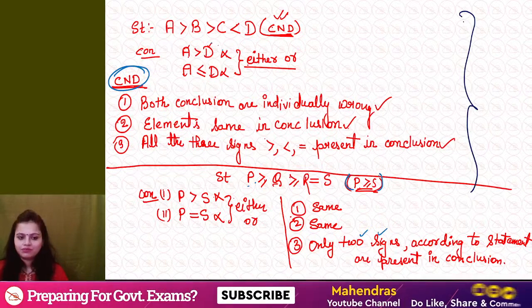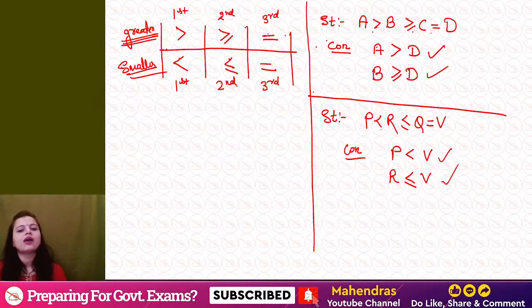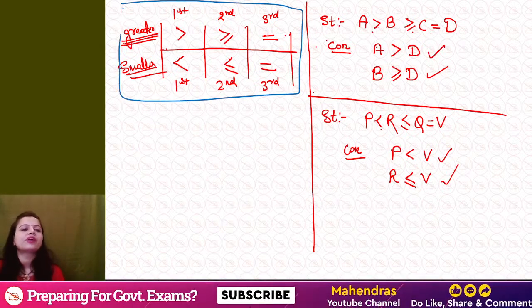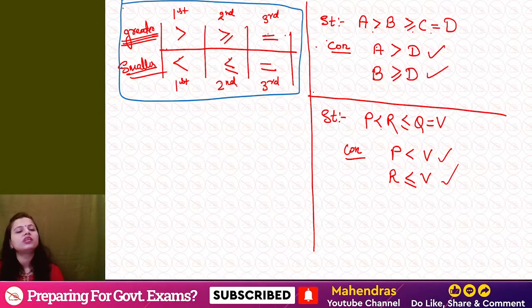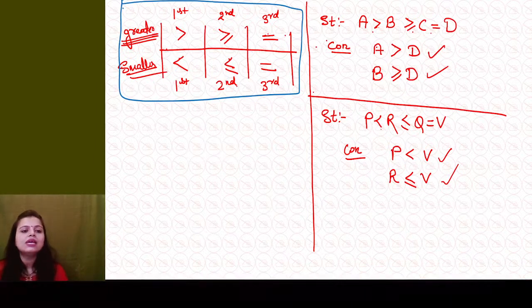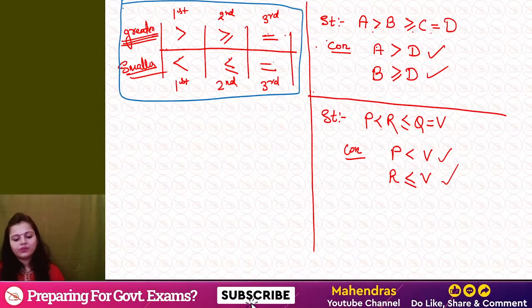So these are the rules, and previously I explained to you the preference rule. In the greater family, greater will get the preference, greater equal second preference and equal third preference. In the smaller family, less, less equal and equal. These are the preferences.